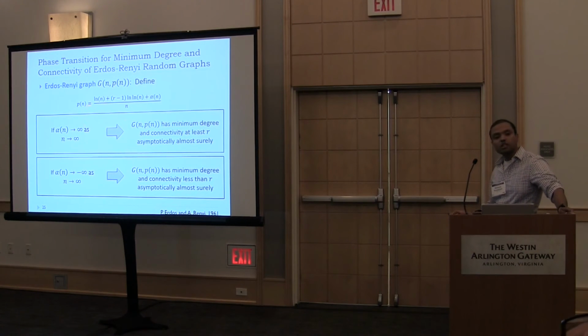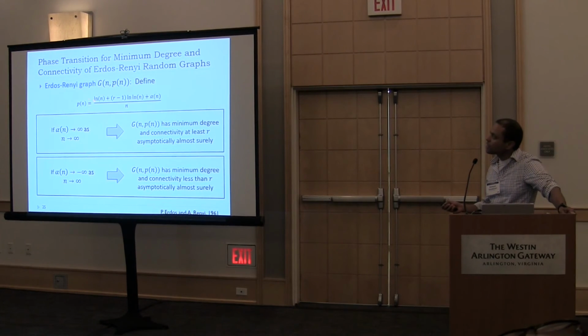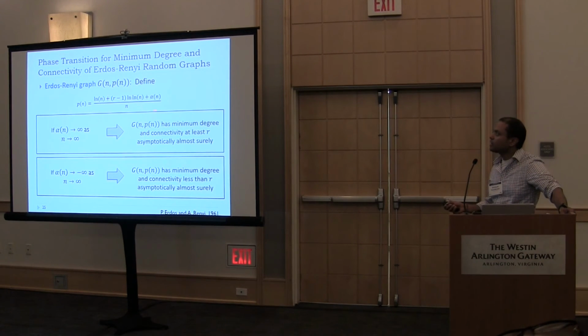Essentially, you have phase transitions that occur in these networks. Okay? So specifically, if you add edges with a probability bigger than a certain value, you get nice things happening. If you add edges with a probability less than that value, those nice things don't happen. And this is a very sharp threshold. So in their 1961 paper, they showed, for example, that if you add edges with a probability that looks like this, (log n + (r-1) log log n + alpha_n) / n, where alpha_n is some function, and if alpha_n goes to infinity, no matter how slowly, the resulting graph is going to have minimum degree and connectivity r, asymptotically almost surely.